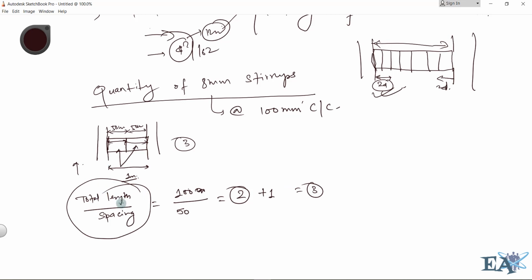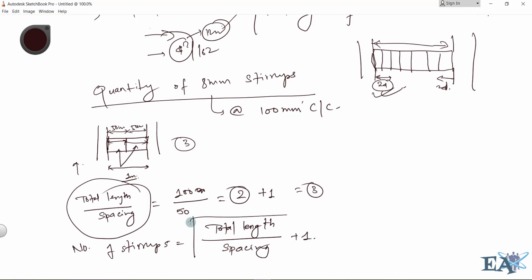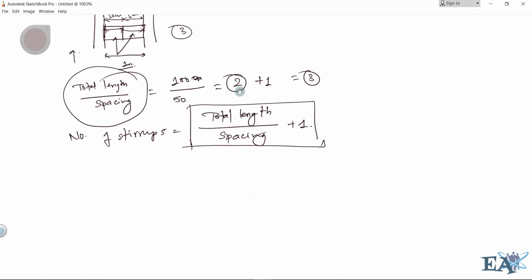You must have seen this formula somewhere: if I have to get the number of stirrups, the number of stirrups is equal to total length divided by spacing plus 1. So if I use this formula, I'll get the number of stirrups. Now let us do this for our example.